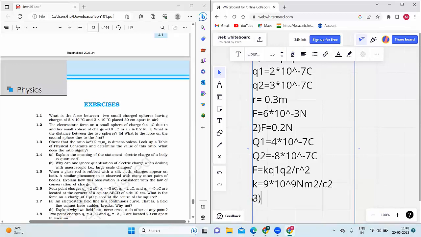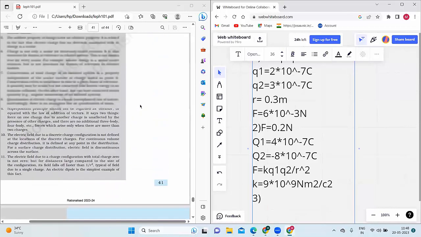Third question. Check that the ratio of Ke square by G Me Mp is dimensionless. Look up a table of physical constants and determine the value of this ratio. What does the ratio signify?